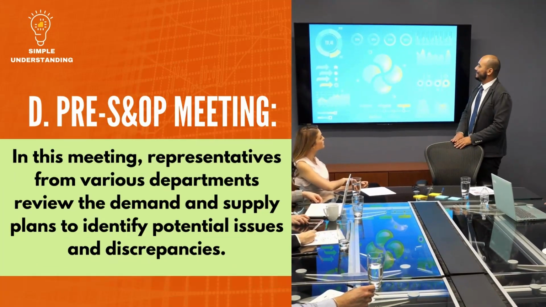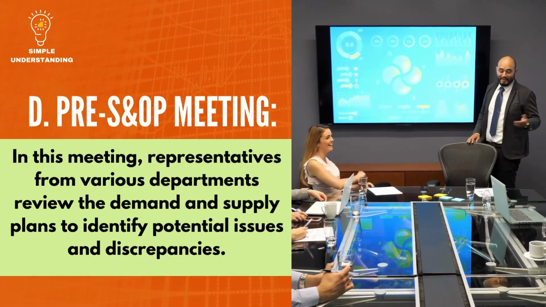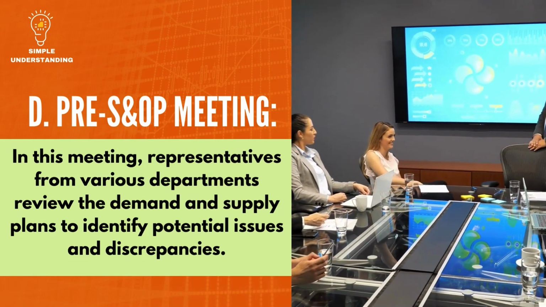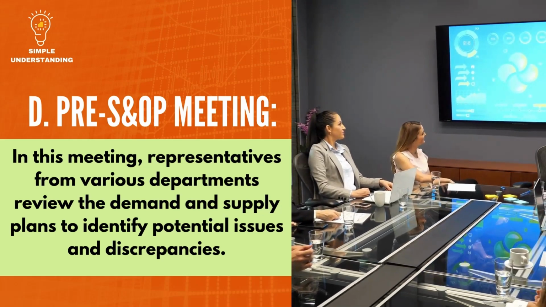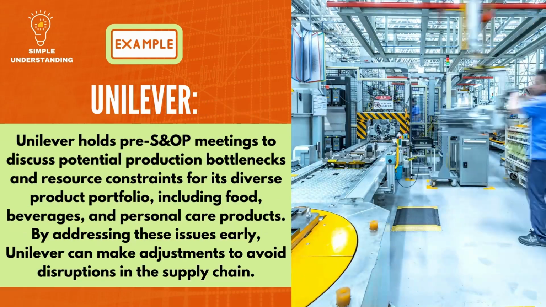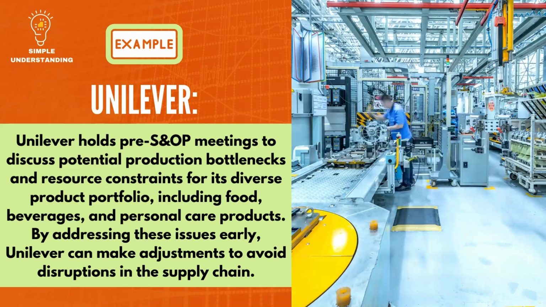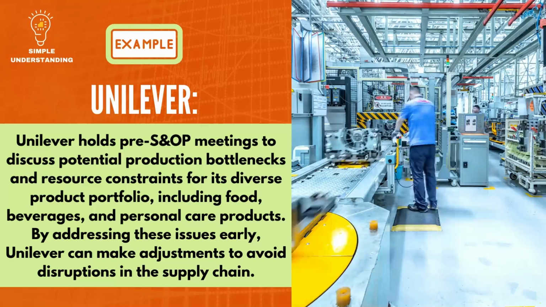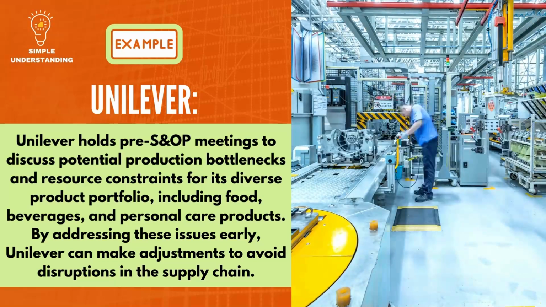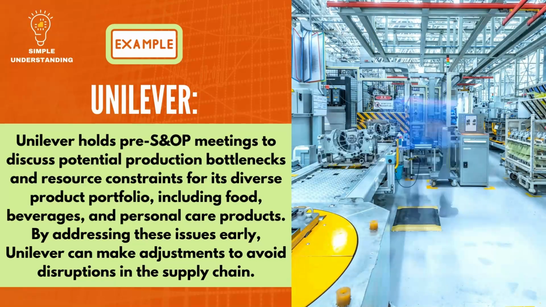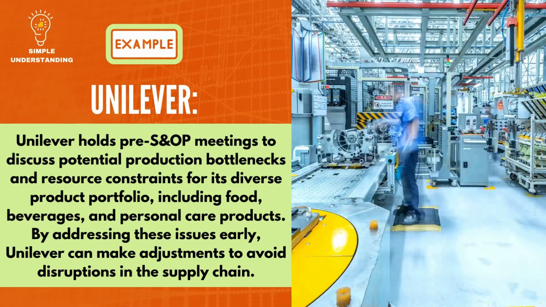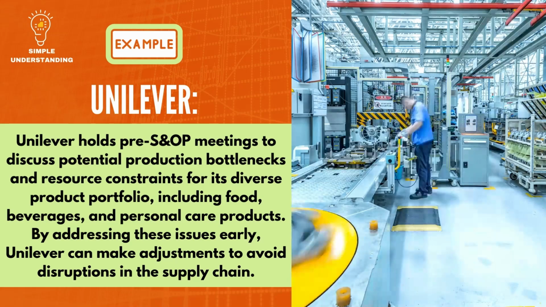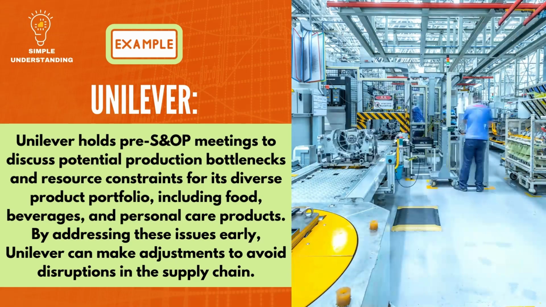Pre-S&OP meeting. In this meeting, representatives from various departments review the demand and supply plans to identify potential issues and discrepancies. Example: Unilever. Unilever holds pre-S&OP meetings to discuss potential production bottlenecks and resource constraints for its diverse product portfolio, including food, beverages, and personal care products. By addressing these issues early, Unilever can make adjustments to avoid disruptions in the supply chain.